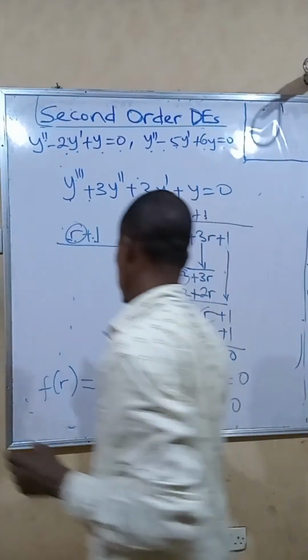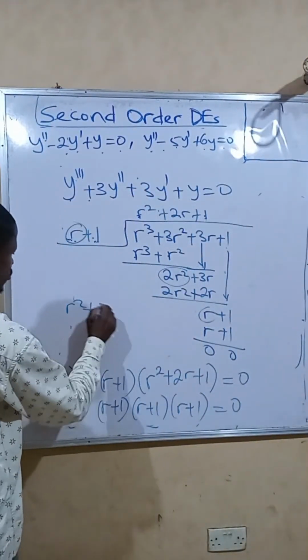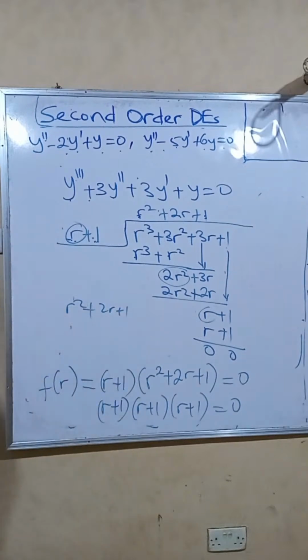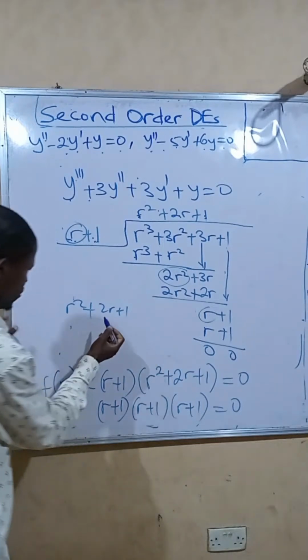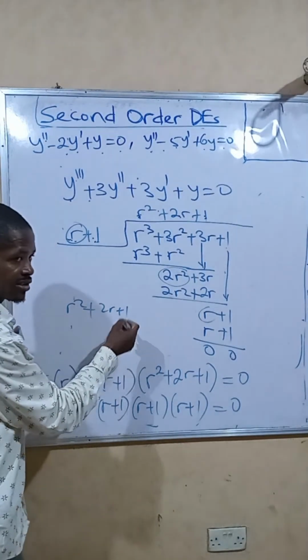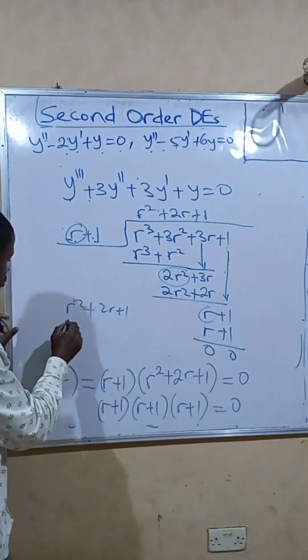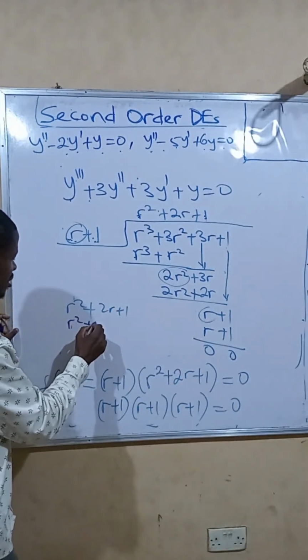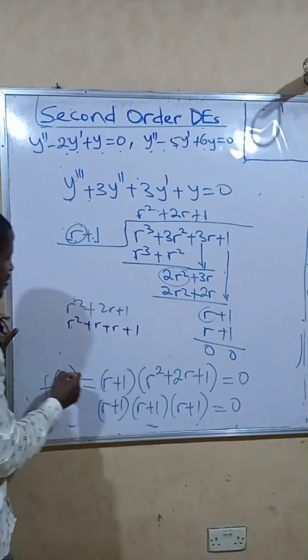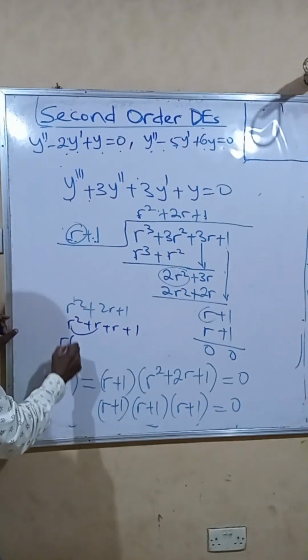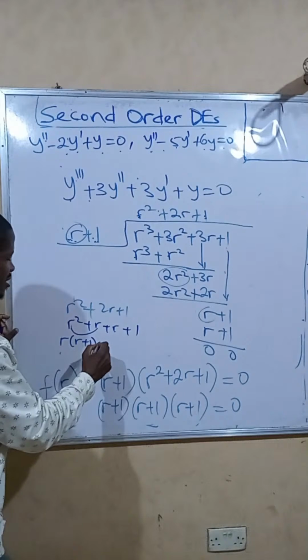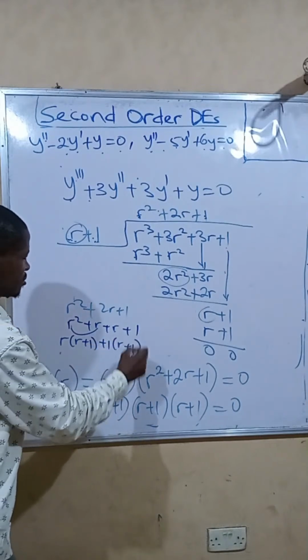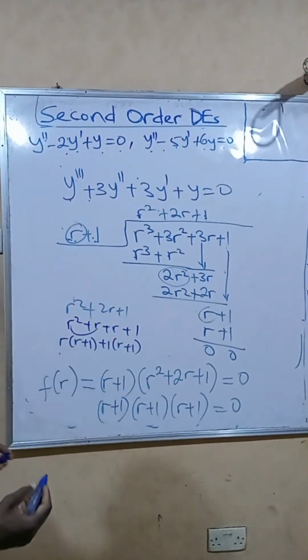Let me quickly show you that r squared plus 2r plus 1. Let's do that. Factors of 1 are 1 and 1. So this will be r squared plus r plus r plus 1. And pair this one, r is common. Here 1 is common, plus 1 and plus 1. So that's that in that case.